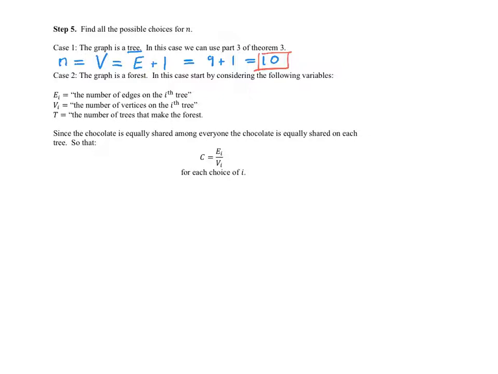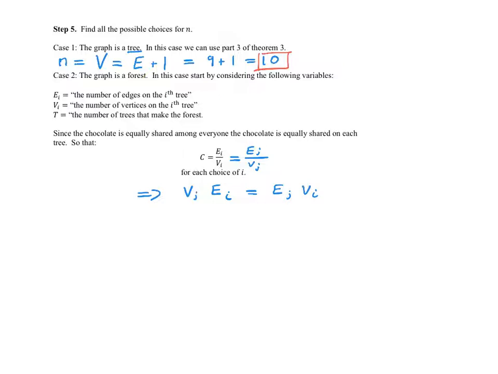So if we made up another variable, let's say j, let's say we're looking at the jth tree, we'll look at the number of edges and the number of vertices on that jth tree, we would also get that equal amount of chocolate. So if we take a look at this equation, how about we get rid of the denominators? We'll multiply the denominators out, so multiply both sides by v sub j, and we would get v sub j multiplied by e sub I, and that would equal e sub j multiplied by v sub I.